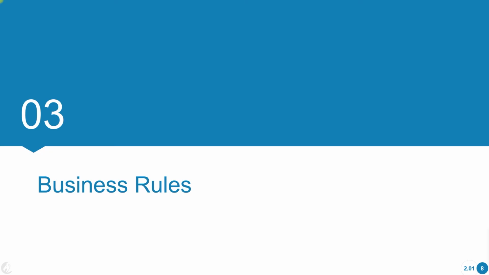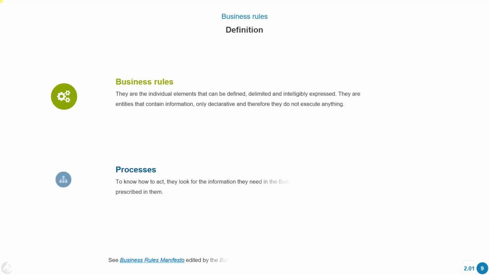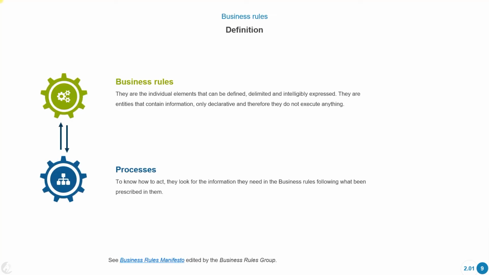Business rules. Let's see the third module now. What are they? Business rules are individual elements that can be defined, delimited, and intelligibly expressed. They are entities that contain information, only declarative, and therefore they do not execute anything.